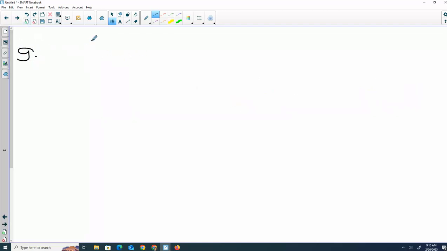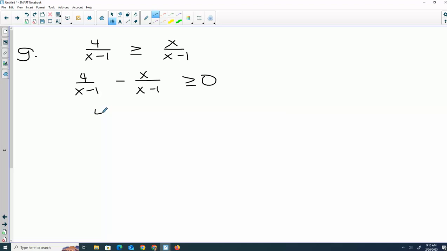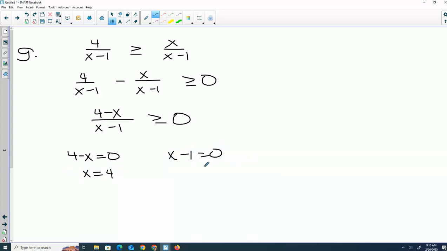G. So first we have to have 0 on one side. So if I subtract this over, then I need this to be a single fraction. Lucky for us, they already have a common denominator, so we can just say 4 minus x over x minus 1. If they didn't, we would have to get a common denominator. So now we're ready to do our sign line. Top and bottom equal to 0 first. So we get a positive 4, positive 1.